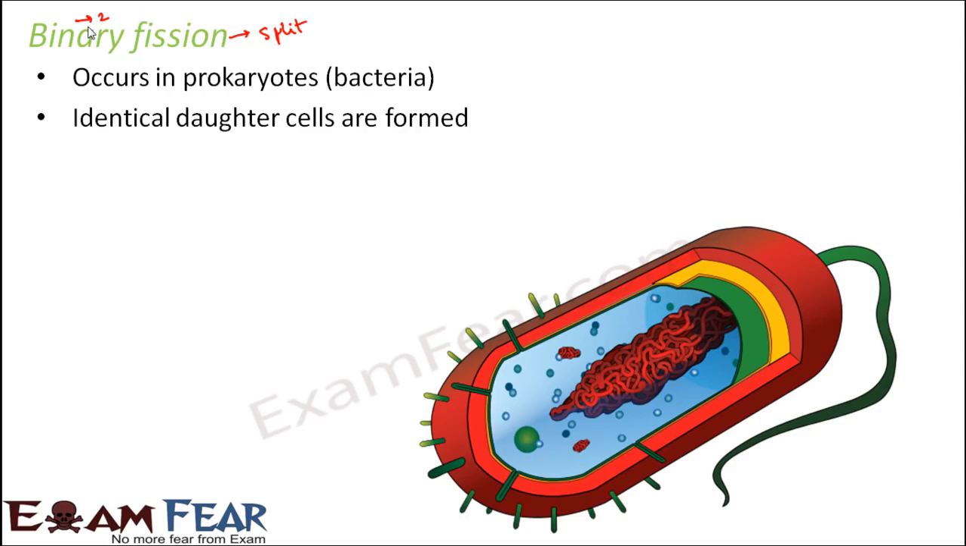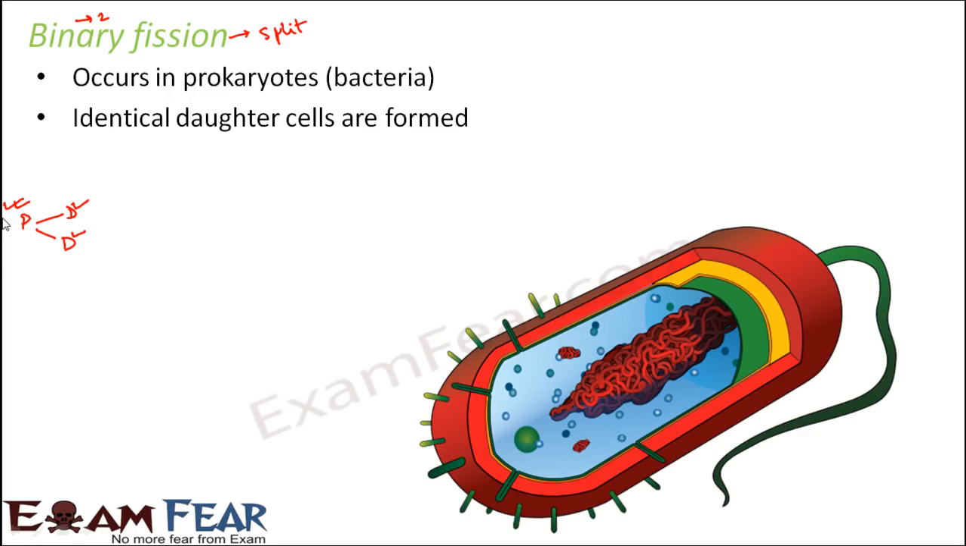That means suppose there is one parent cell. This is the parent cell. The parent cell divides to form two daughter cells. So these two daughter cells will be identical to each other as well as identical to the parent cell. So all the cells will be exactly similar to each other. Even genetically they will be very similar to each other as well as to the parent.